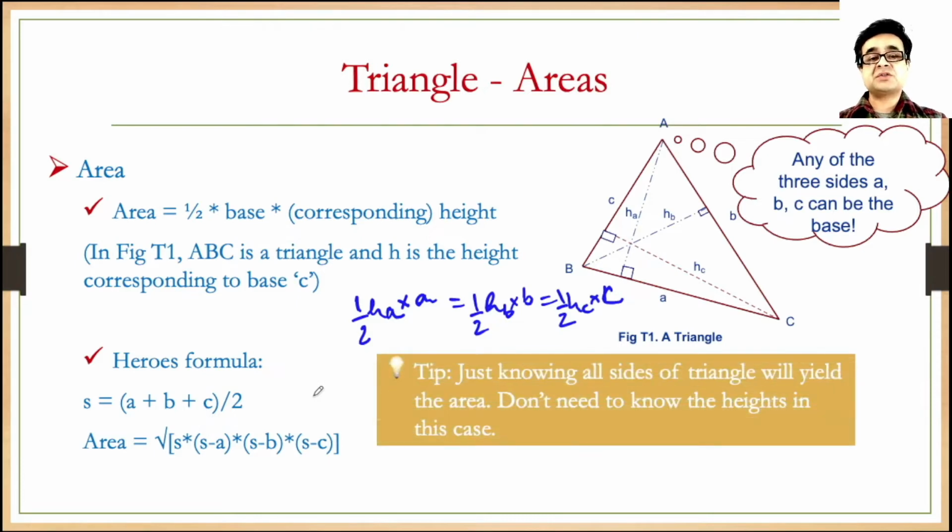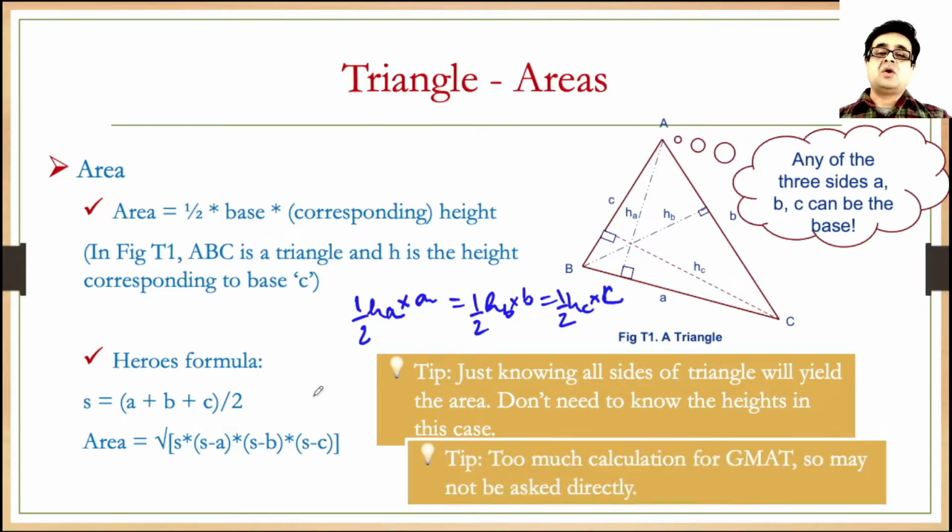Now this formula is not generally used or asked in GMAT directly. However, it is relevant because it is important to know that when you know all the sides of the triangle, that is enough to answer the question around area. You don't need to find corresponding heights. If you know all the sides of a triangle, that will yield an area. So you don't always need to know the height. Obviously, this formula is generally too much calculation for GMAT, so it may not be asked directly.